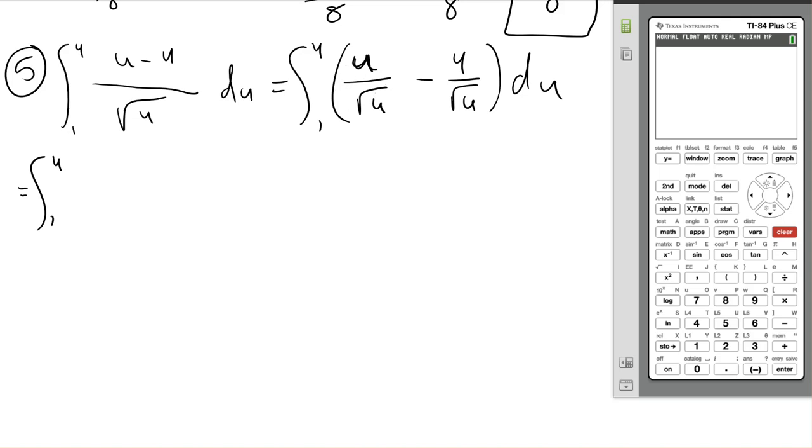So think about your exponent rules. The square root of u is like u to the 1/2. U to the first is u to the first. And when you divide things that have the same base, that's the same as subtracting their exponents. So just like when you multiply things with the same base, you add the exponents. When you divide things, you subtract the exponents. So 1 minus 1/2 would be 1/2. So all of this from exponent rules becomes just that.